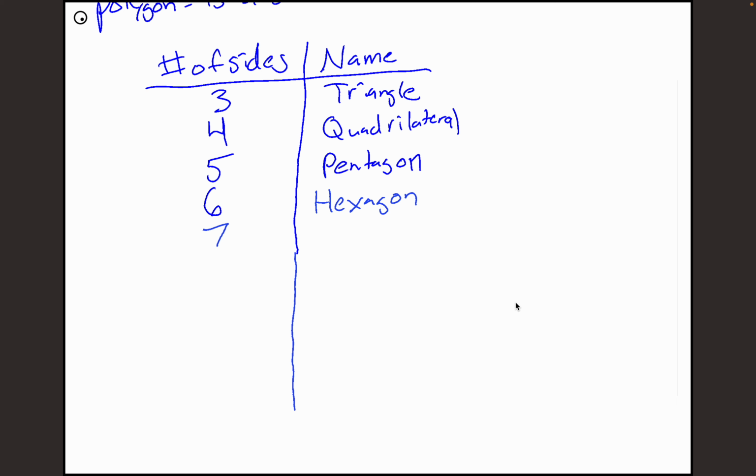7? No, but you're close. It does not start with an S. It starts with an H. Heptagon. We should all know what an 8-sided shape is. It's an octagon.